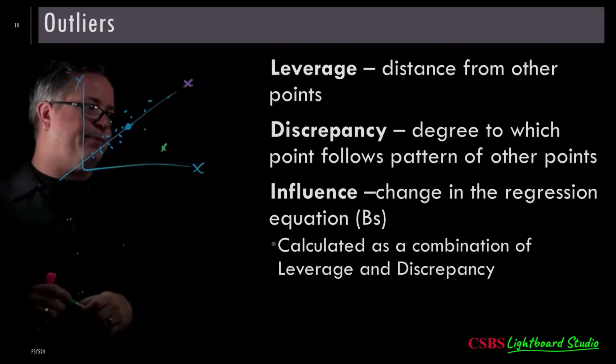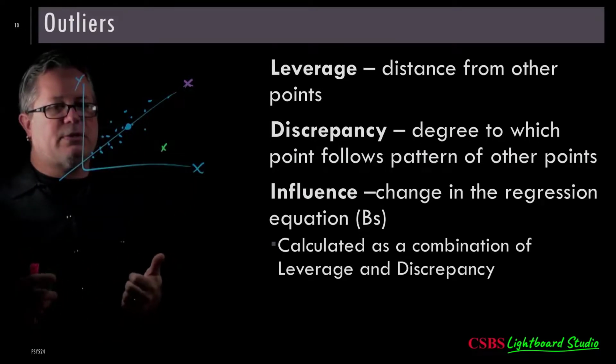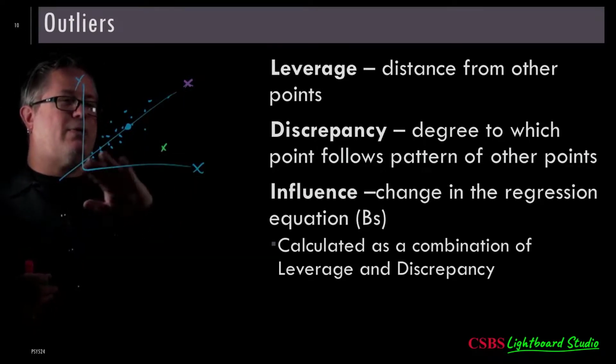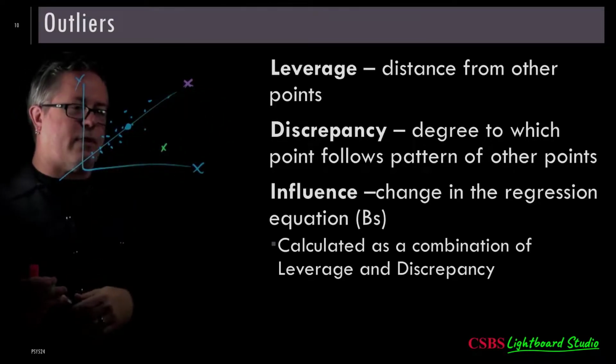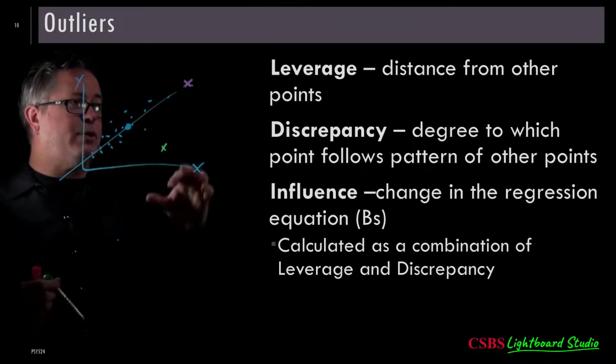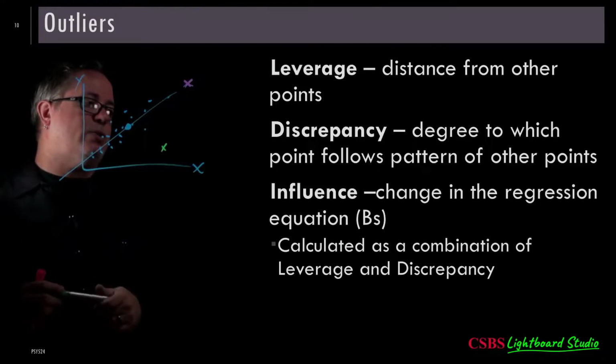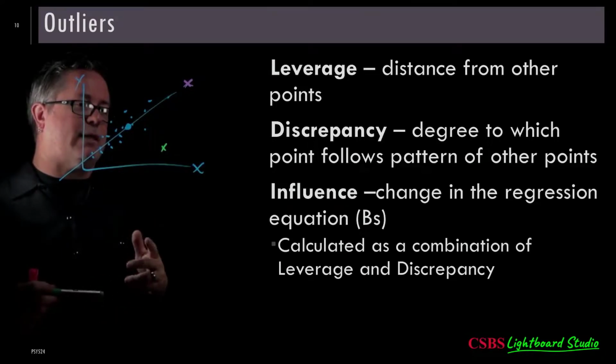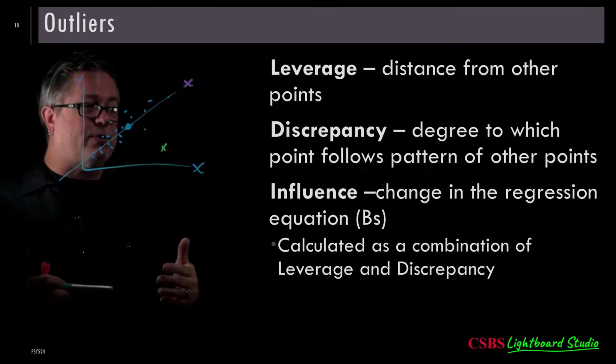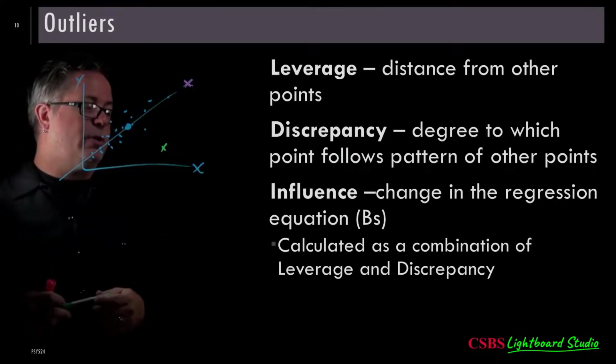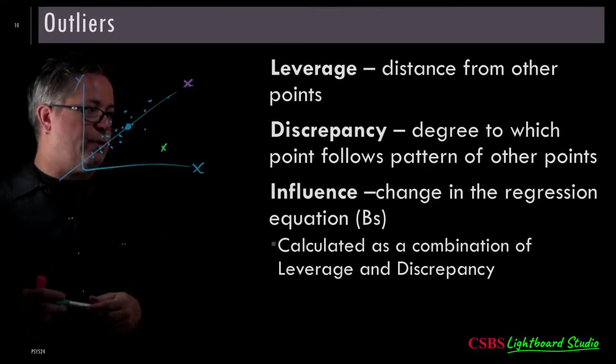All right, so leverage is distance, and discrepancy has to do with how lined up it is, how it follows the pattern or not. You need both of those things in order to get some influence. A data point has to be discrepant and it has to have some leverage in order to pull the regression equation one way or the other, okay?